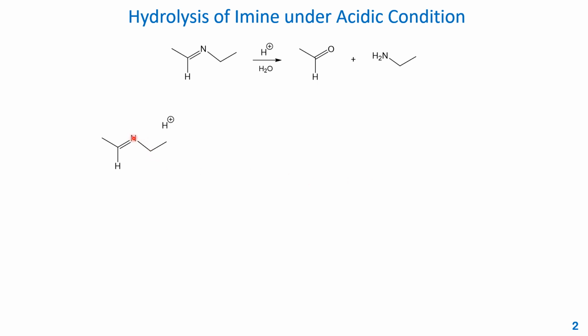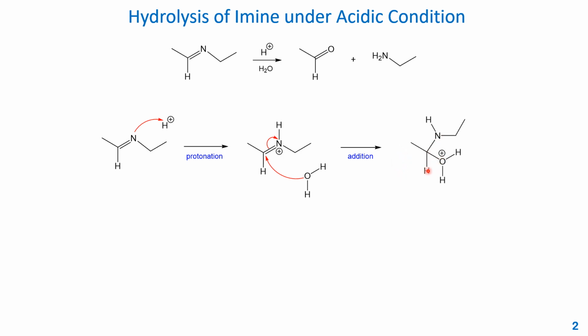First step, you have a proton here, the acid, and this nitrogen will take the proton. It's a protonation, and this way this functional group, imine, will be activated. The carbon will be more electrophilic then. And then water will be the nucleophile. The lone pair of oxygen will attack this carbon and push the pi electrons to the nitrogen to form this tetrahedral intermediate.